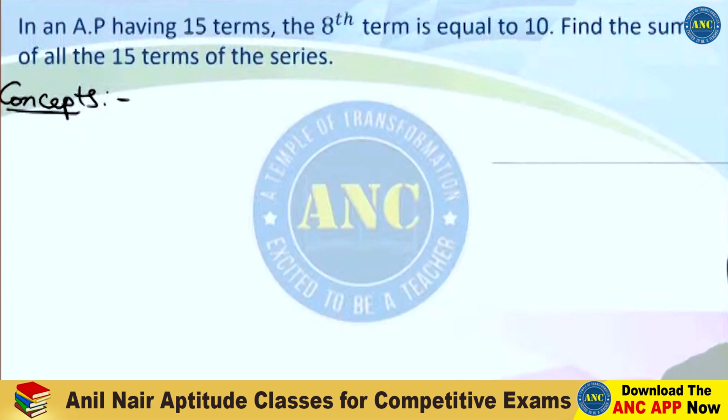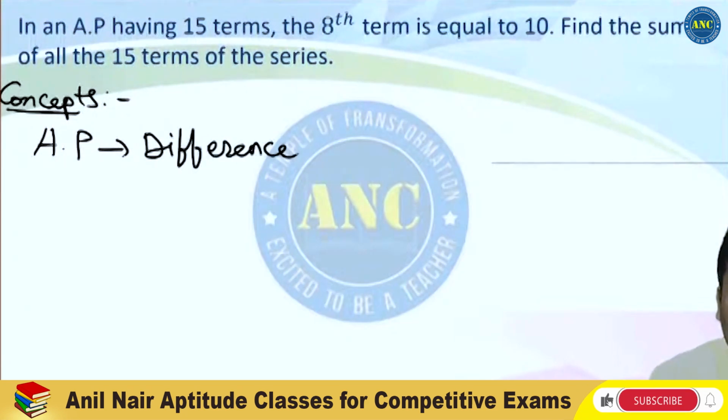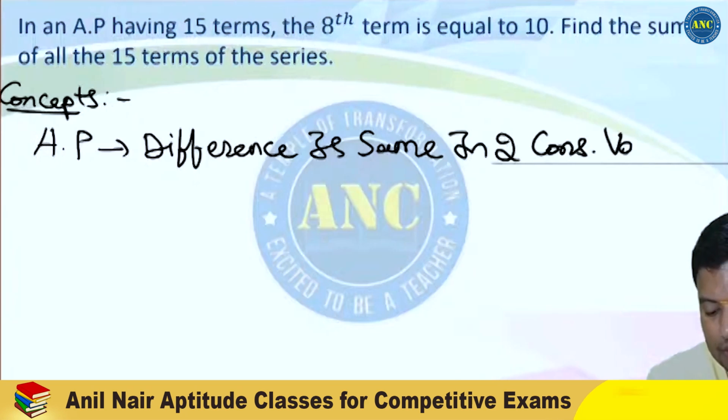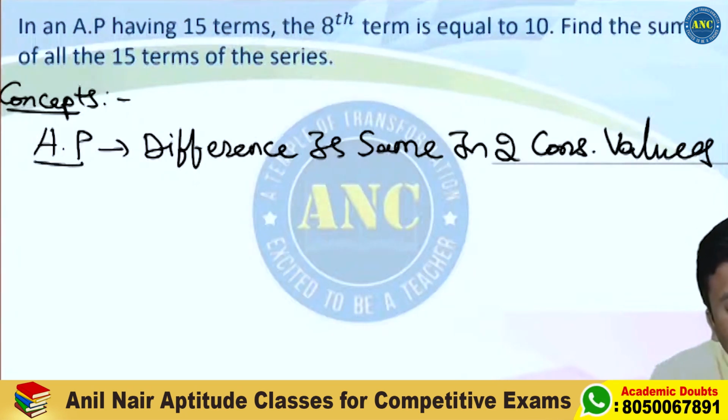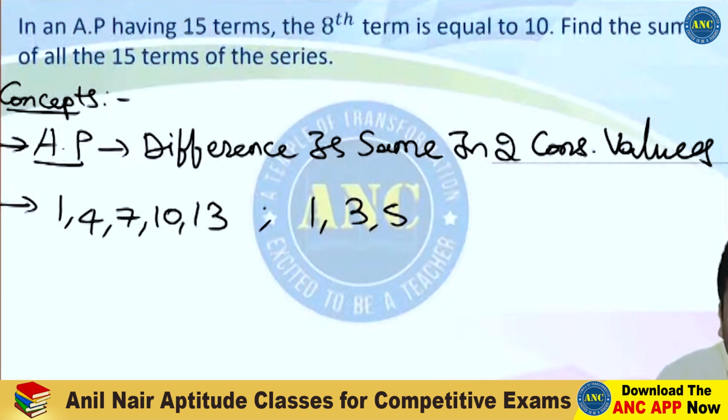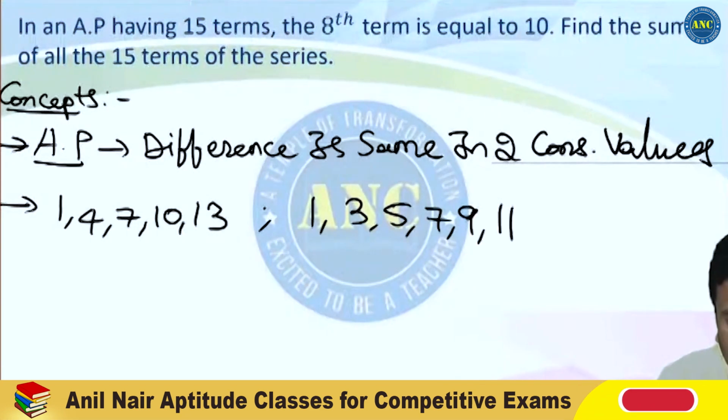Concepts. Right? Arithmetic progression. Arithmetic progression means the difference is the same in two consecutive terms, in two consecutive values. Please write down these concepts. If the difference is the same in two consecutive values, then that is said to be arithmetic progression. In arithmetic progression, 1, 4, 7, 10, 13. 1, 3, 5, 7, 9 and 11. Right? In the first series, I took the number of terms odd.